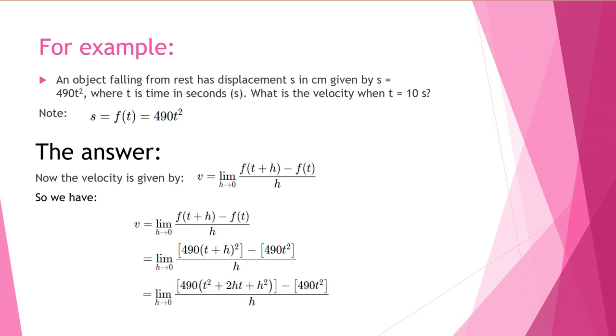So now we will expand t plus h squared to t squared plus 2ht plus h squared, minus 490 t squared over h. Now we simplify the numerator. Then we got 490 times 2h times t plus h squared. Now we can take the h as common factor, and we will cancel it out with the denominator like that.